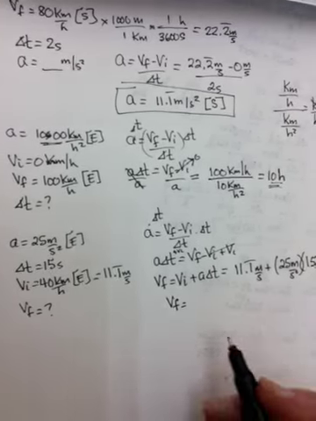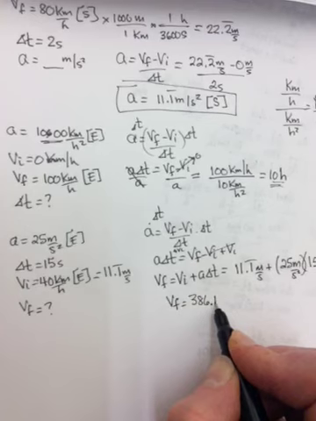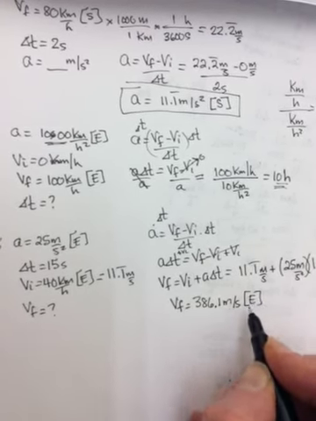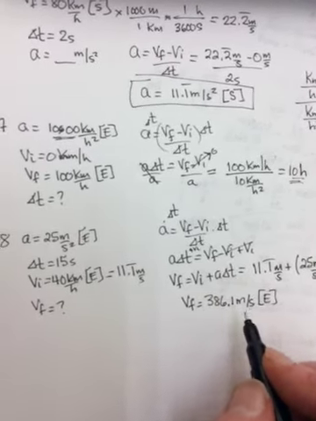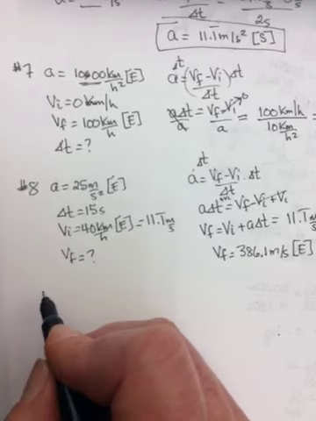When you do this, I think you get 386.1 meters per second. It works out to be positive, so it's east. And I gave you 4 sig figs in the question, so you keep 4 in the answer.